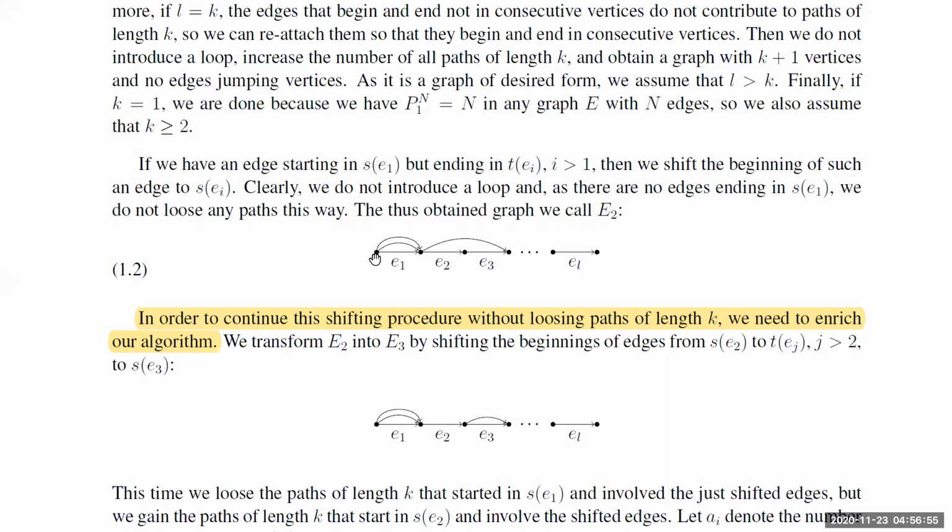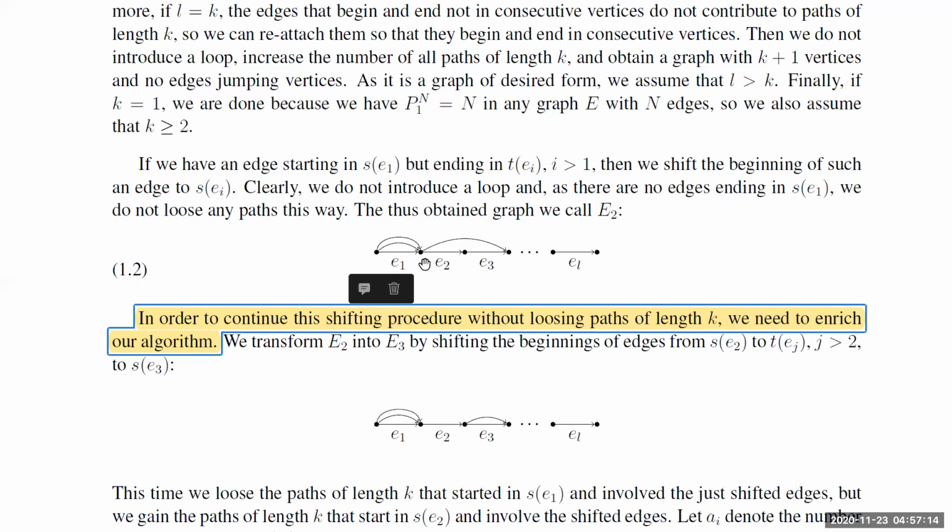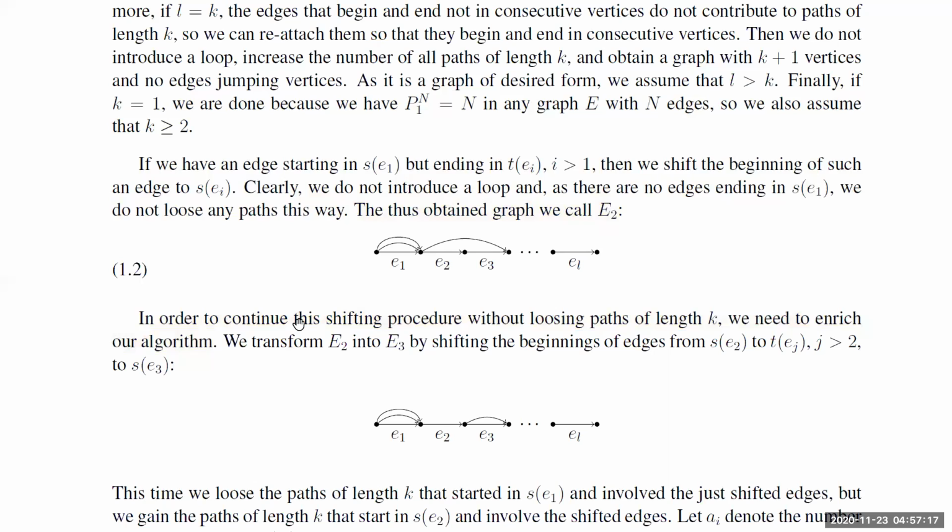I'm losing paths that, for instance, were given by an edge going from S of E1 to T of E2, and then they're continued by this jumping edge. Now, this is no longer a path because I shifted the beginning of the jumping edge, so I lose some paths. So I have to do a little bit more in my algorithm not to lose any paths of length k. Well, that's why we do it in some steps.